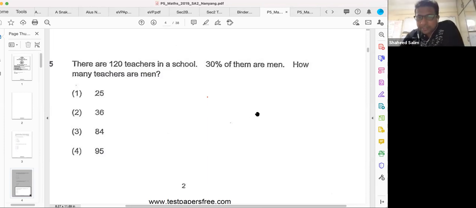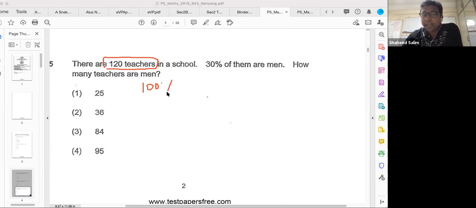Those of you who have not sent in, I have to go through this. Now you must ask yourself, what is 100%? 100% is all the teachers in the school, 120 teachers. Now you want to find 30 teachers. Quite simple, right? You can find out what's 1%. You divide by 100 and you get 1%. Then this side you divide by 100, you get 1.2.